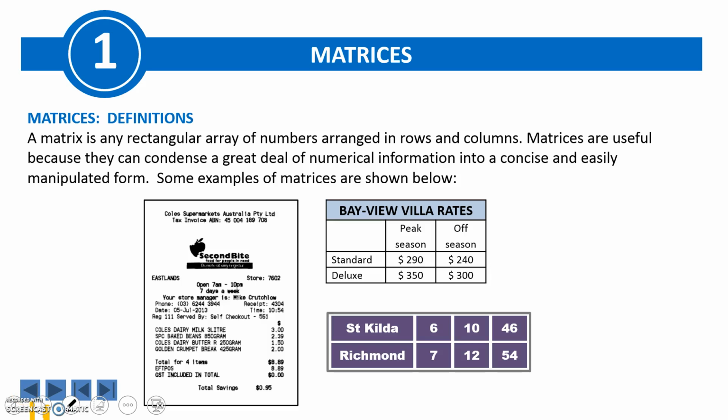We're going to start by looking at a matrix, which is any regular arrangement of numbers arranged in rows and columns. We use them, probably unaware that we're actually looking at a matrix.